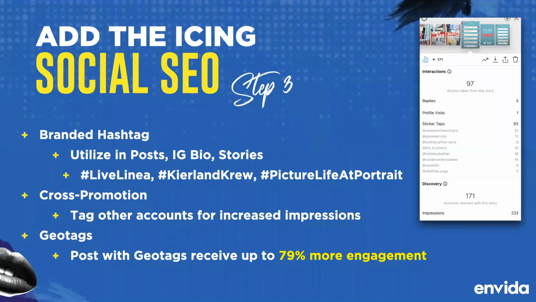Some examples of these that we have on a few of our properties are Live Linea, Kierland Crew, and Picture Life at Portrait. These are just three of the hashtags that we have, and each property should have that really branded one that your users can use and promote. We recommend using it in your Instagram stories as well. Even if you don't want it to be super apparent, and if you feel it might take away from that post or that story itself, you can hide it behind a sticker so that you're getting that brand exposure.